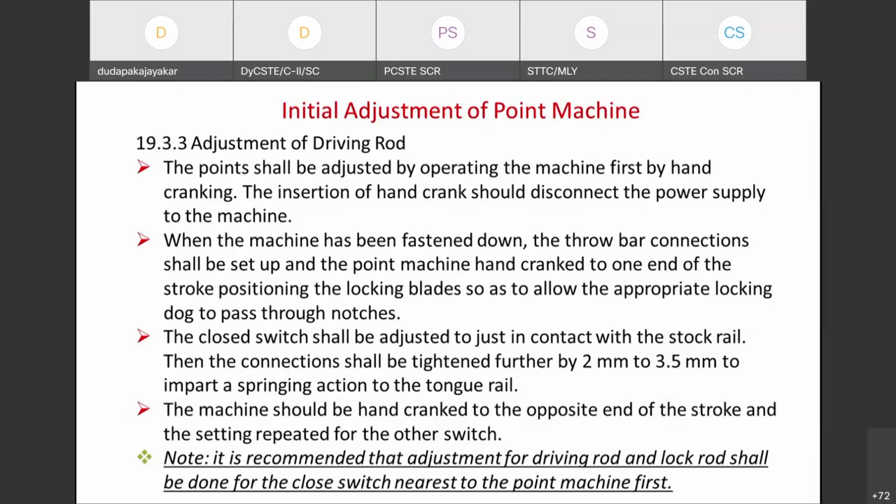Regarding adjustment, before the point is adjusted with power operation, initially we have to check with the crank handle. After fixing of the machine and lock slides, using the crank handle we have to operate the point, and the lock slide and detection slide should be adjusted.